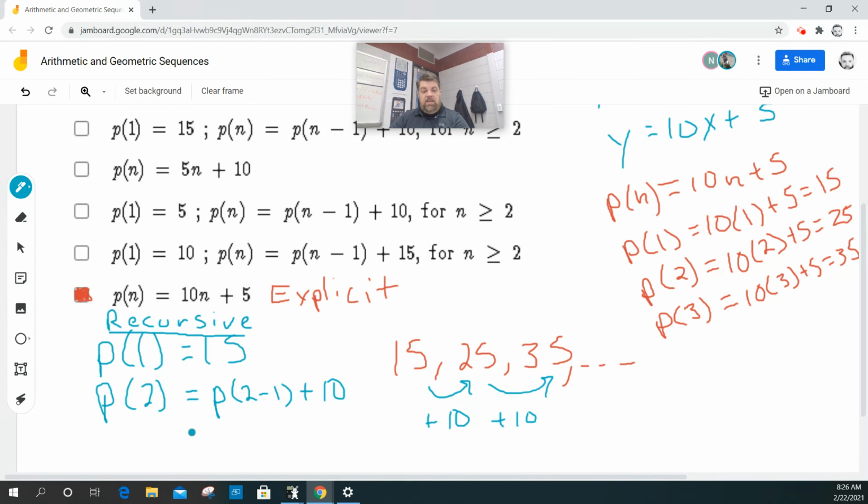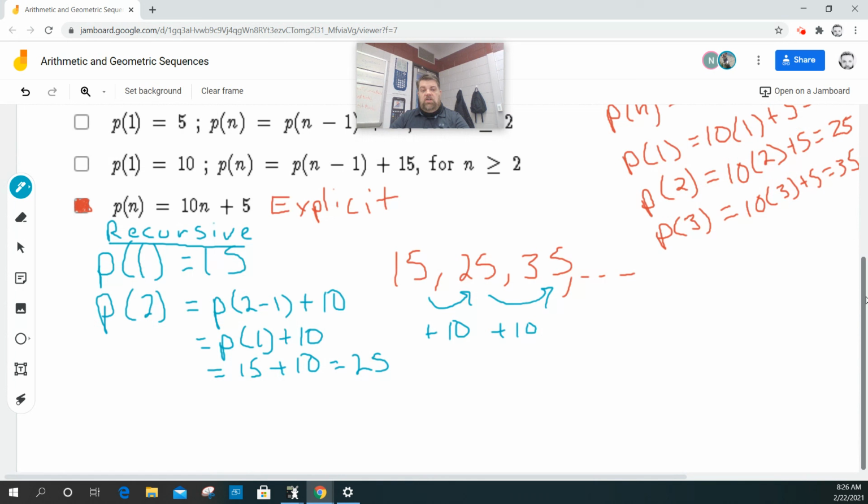And then that is equal to P of 1 plus 10, which is equal to 15 plus 10, which is equal to 25. And then you repeat that process and you repeat that process. So if I were to generalize that recursive notation, I would say that P of n is equal to P of n minus 1 plus 10. And then noting that my first term is 15.